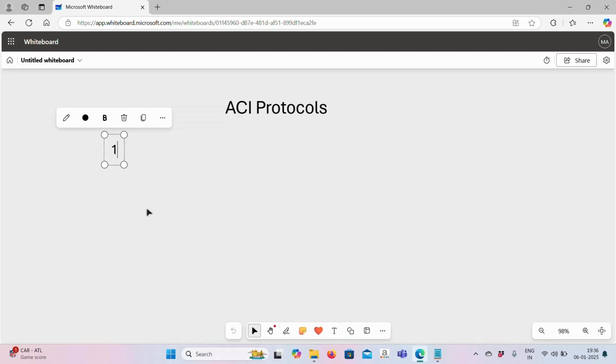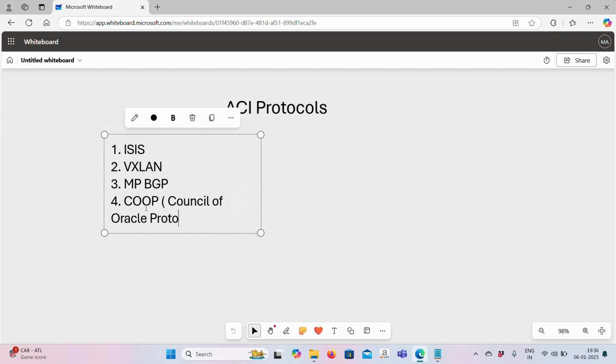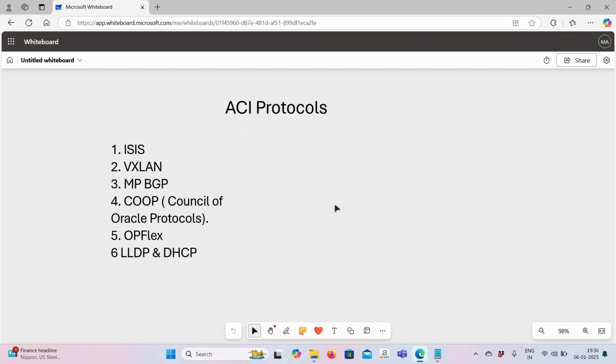The first protocol is ISIS. Second protocol is VXLAN. Then third protocol is MPBGP. Fourth is COOP, that is the Council of Oracle Protocol. Fifth one is OPFlex, and sixth is LLDP and DSCP. So these are the different protocols running inside the ACI fabric.